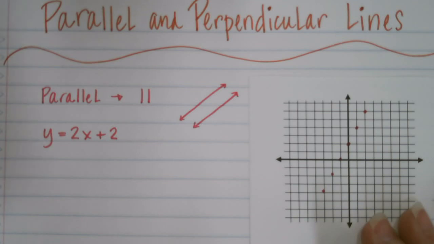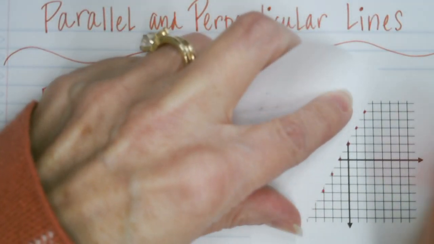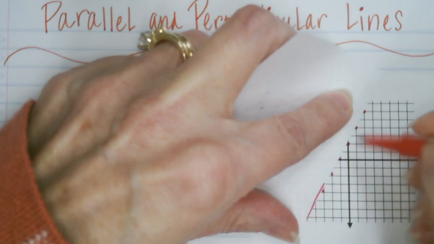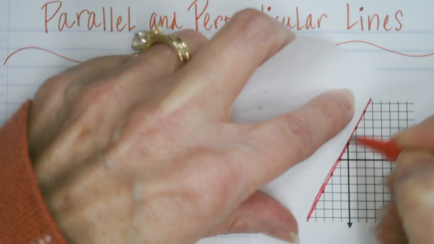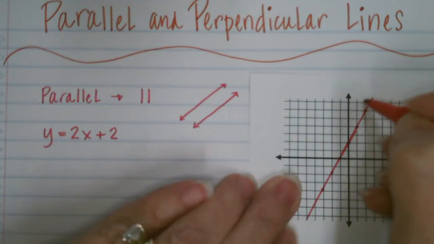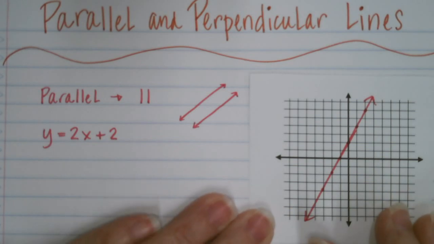But what we end up with is, I'm just going to borrow this little piece of paper here to help me draw. That didn't turn out as bad as I thought it was going to be. All right, so here's our first line.